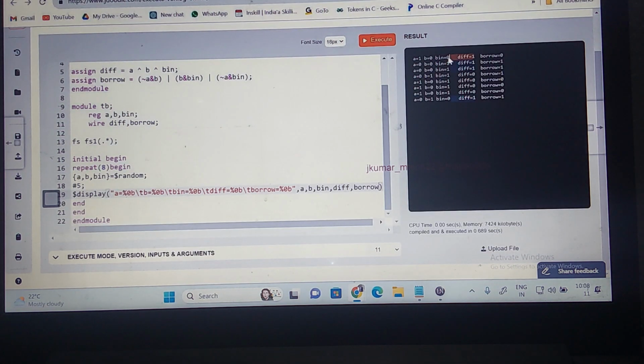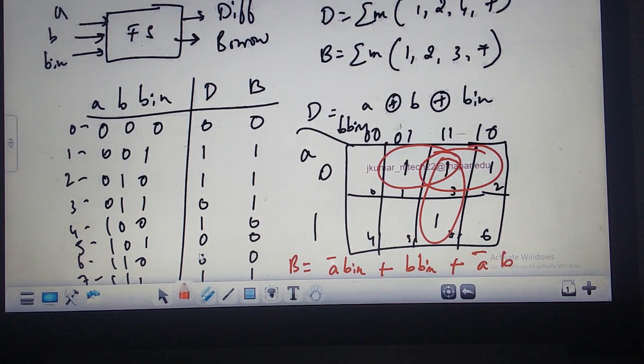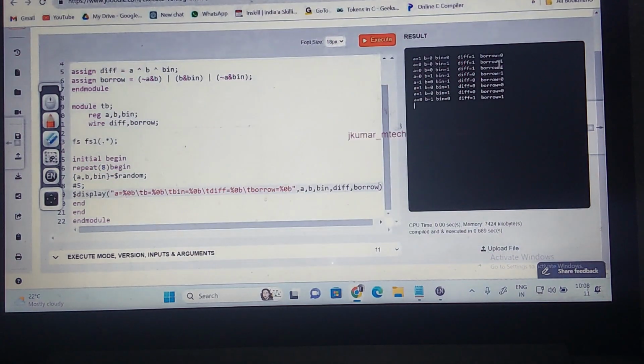You see 1 0 0. Difference is 1. Borrow is 0. Correct? 0 0 1 means 1. Decimal notation is 1. What is the difference? Difference is 1. Borrow is also 1. You verify with these two tables. That's it. And this is again 0 0 1 means 1. Difference 1 and borrow 1. 0 1 1 means 3. Difference is 0. Borrow is 1. And then 0 1 0 is nothing but 2. Let us check this combination. 0 1 0 is 2. Difference is 1 and borrow is 1. Did you understand? Let us copy this version.